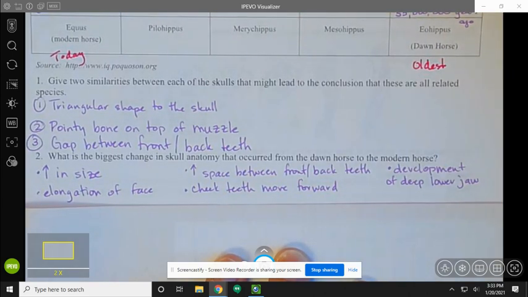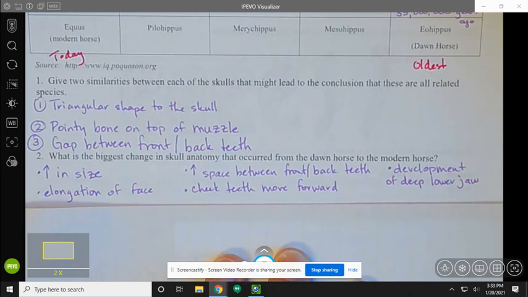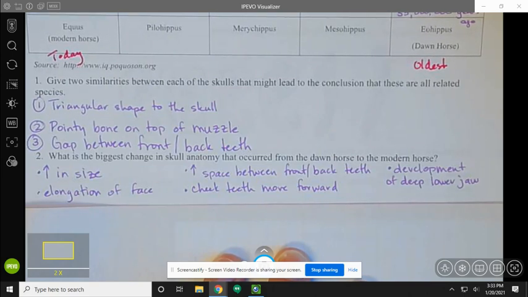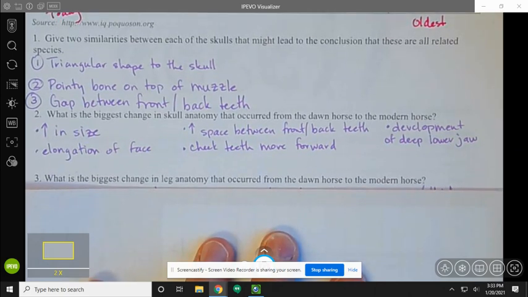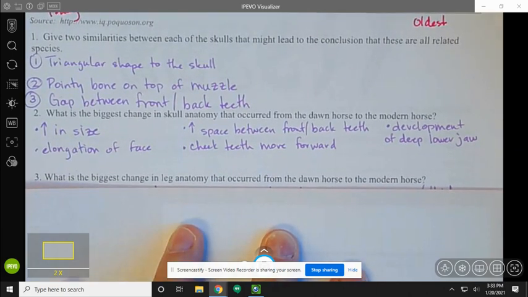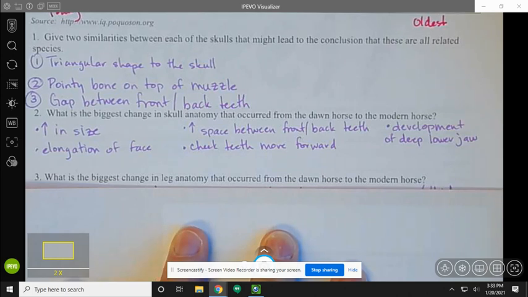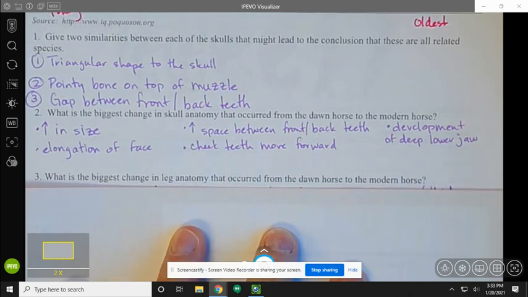Now, you may also have some other things that you came up with, and that's fine. Just add in a couple of these to what you've already written. Last thing that I would like you to do on here is to put in what is the biggest change in leg anatomy that occurred from the Dawn horse to the modern horse. So pause for just a second and go ahead and put that in.